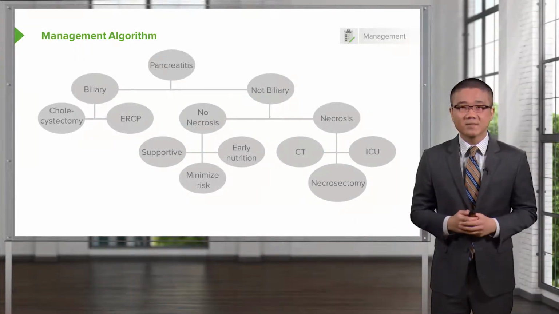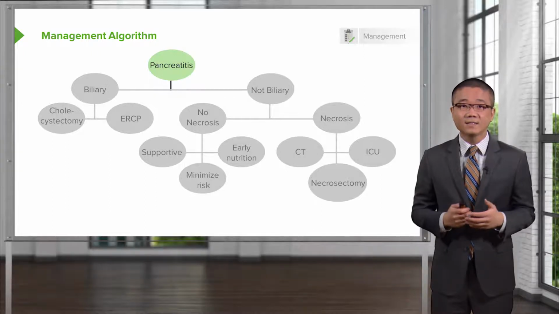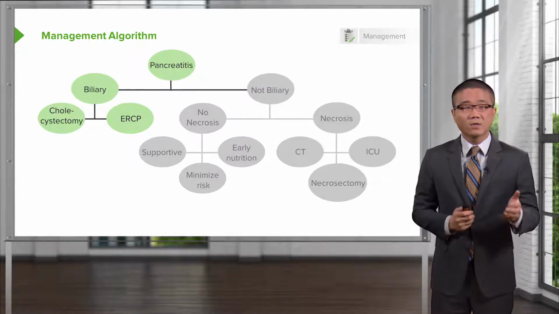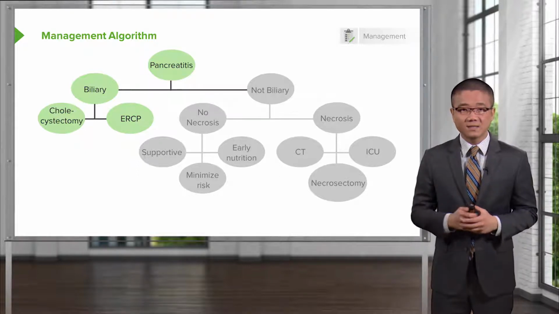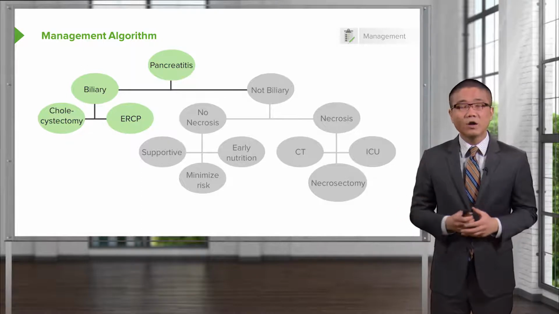Here's my management schematic of acute pancreatitis. When a patient presents with pancreatitis, I like to say, does this patient have a biliary source or a non-biliary source? For a biliary source, in other words, gallstone-related diseases, a cholecystectomy, whether it's done laparoscopically or open, should be offered to the patient on the same admission.